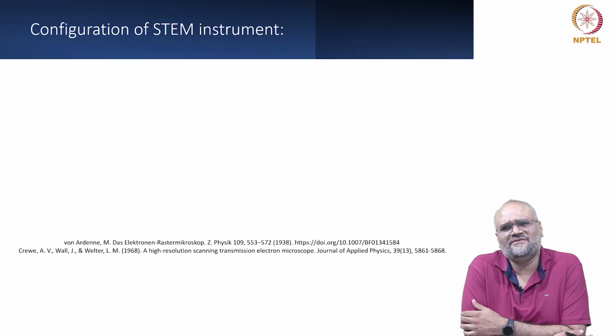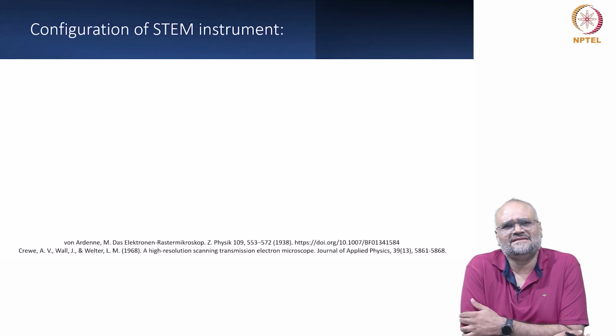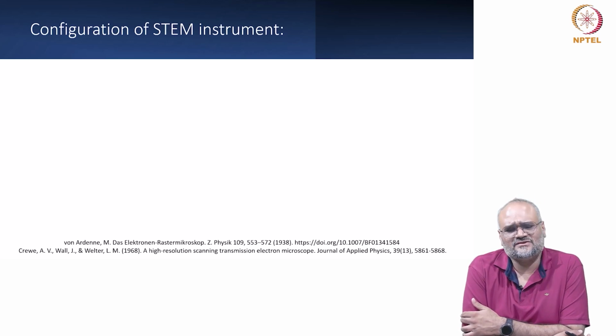In fact, the very first technique of rastering the electron beam and scanning to produce images was developed as early as 1938 by von Ardenne, and after that the technique didn't progress much. In the late 1960s, Albert Crewe actually started developing these techniques more with the advent of the field emission gun microscope.